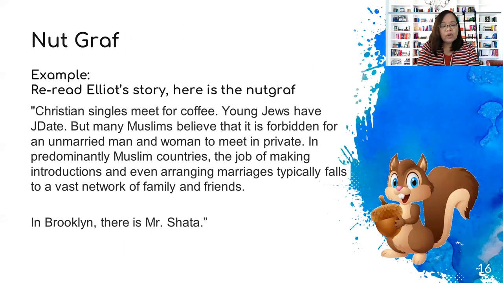For example, you can go back to Andrea Elliott's article, the one I told you about earlier. Here, you could see that this is the nut graph, which is written in one long paragraph followed by a one sentence paragraph. Christian singles meet for coffee, young Jews have J dates. But many Muslims believe that it is forbidden for an unmarried man and woman to meet in private. In predominantly Muslim countries, the job of making introductions and even arranging marriages typically falls to a vast network of family and friends. In Brooklyn, there is Mr. Shatta. All right, so the story goes about this imam, this Muslim imam who's based in New York.